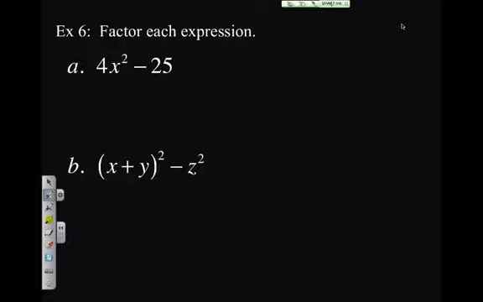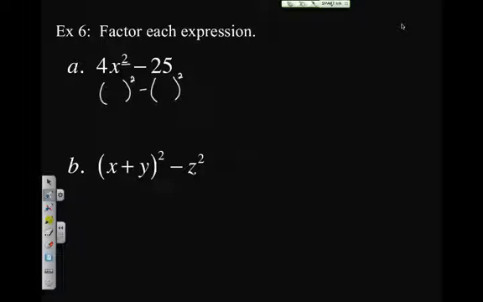So when we look at example 6 here, we've got 4x squared minus 25. This squared right here is a hint when there's only 2 terms and it's squared. It's a hint that this is probably the difference of squares. So what we want to think of is, can we write this as 2 things that are perfect squares?